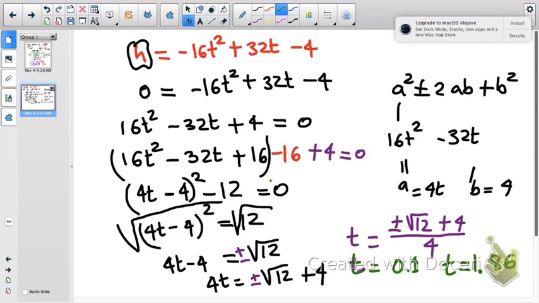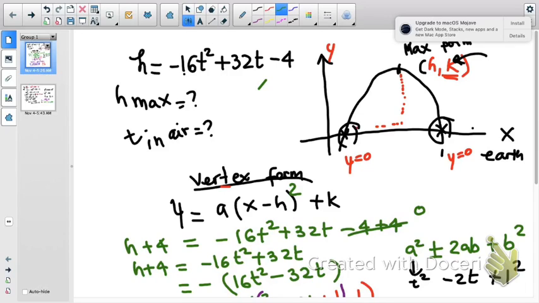So if it's the time at which the ball gets back to the earth, it just means that this ball spends about 2 seconds in the air. And again, I'll go back to this picture. So the first time is when it leaves, 0 seconds. The second time is when it reaches the earth at 1.86 seconds. I hope that helps.